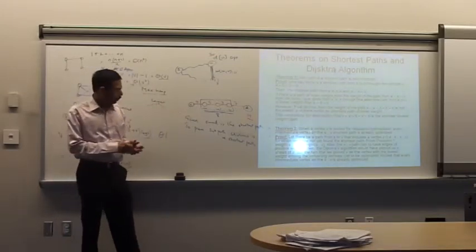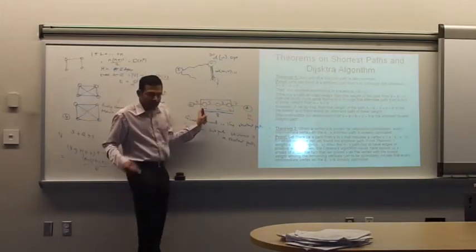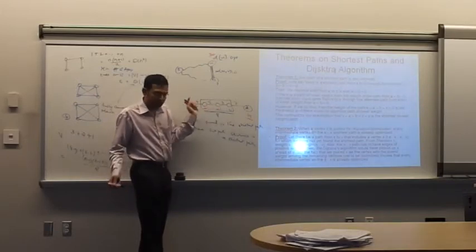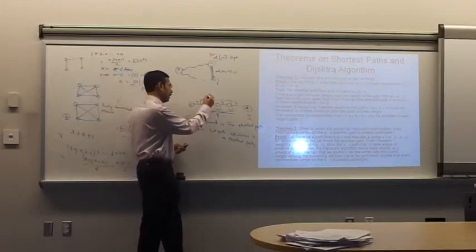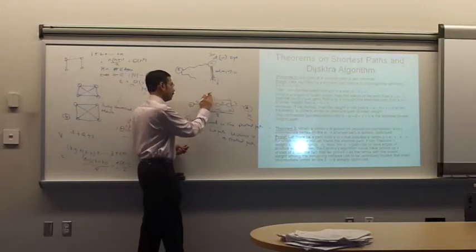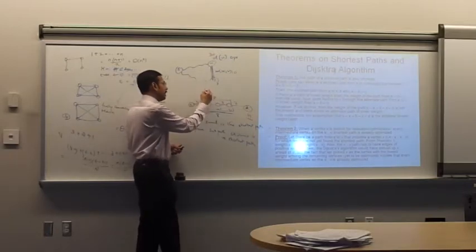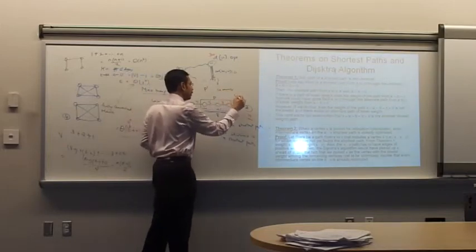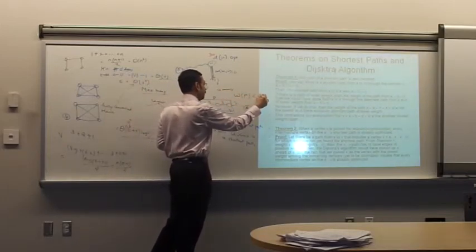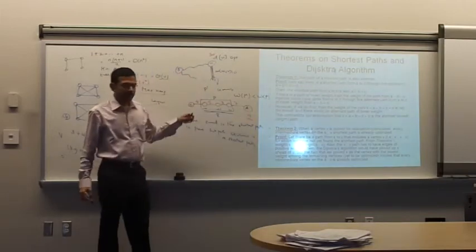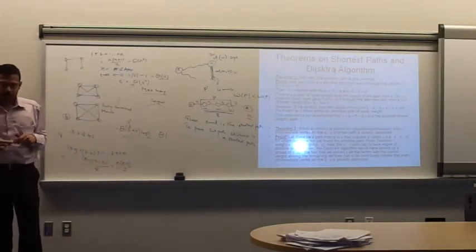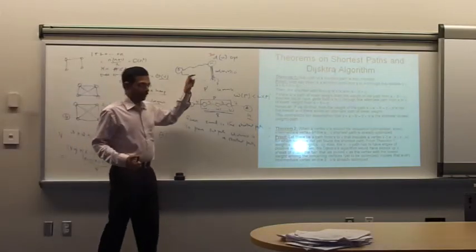So let's say there is some other path from U to V of weight less than the weight here. Let's say this is the shortest path P. There's some other path P prime from U to V, and the weight of P prime is going to be less than the weight of P. P is this path, and let's say there's some P prime of weight less than the weight of P. The question is, can such a path exist?